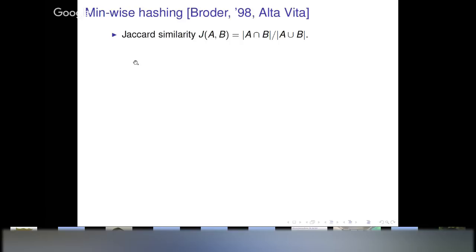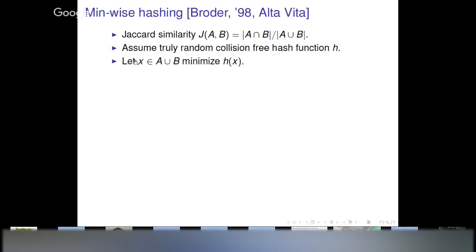So again, we take this Jaccard similarity, and we, for now, make the nice abstract mathematical assumption that we have a perfect hash function, and we're even so lucky we have no collisions. Forget about that. It's injective. You can think of it as a permutation.